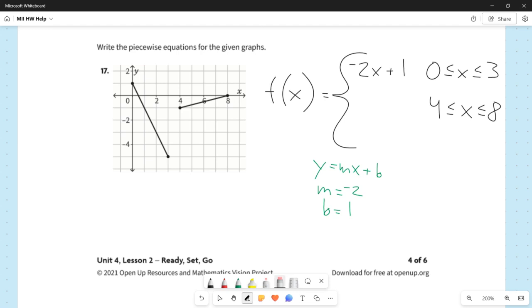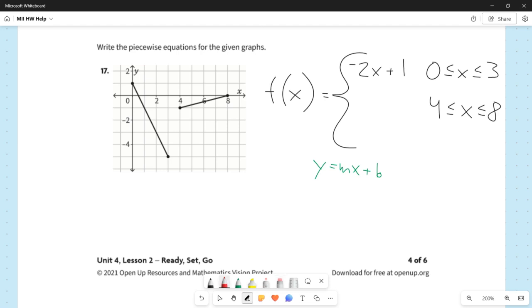If your input is between 4 and 8, we have to do something different. But again, it's a line. So again, it makes sense to still use y equals mx plus b. But now we've got to figure out the slope and y-intercept of the second piece.